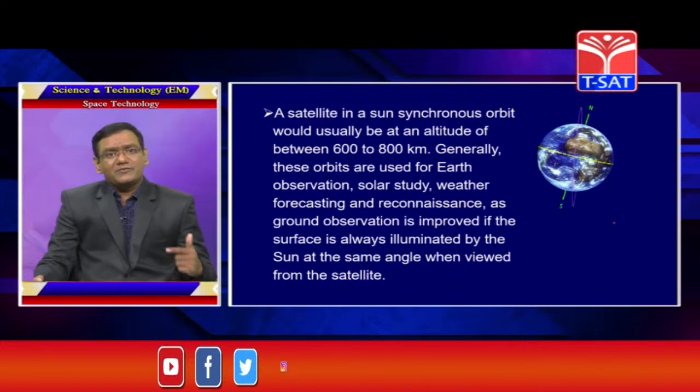It's not only observation of the earth, but also forecasting the weather and reconnaissance. Reconnaissance means, for example, if we want to observe terrorist activities on the India-Pakistan border, we will be using these polar satellites or sun synchronous satellites, because we want to observe a particular place at a particular time every day. That's the reason why we use these polar satellites for reconnaissance.